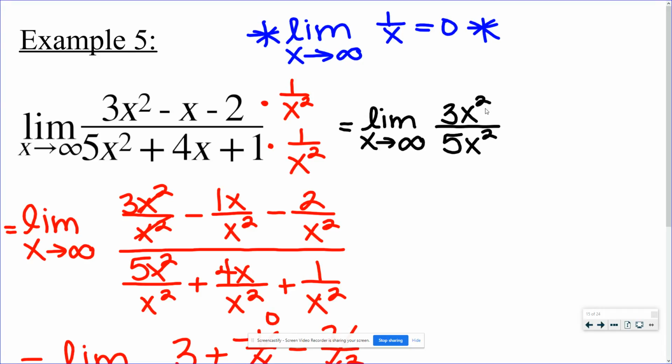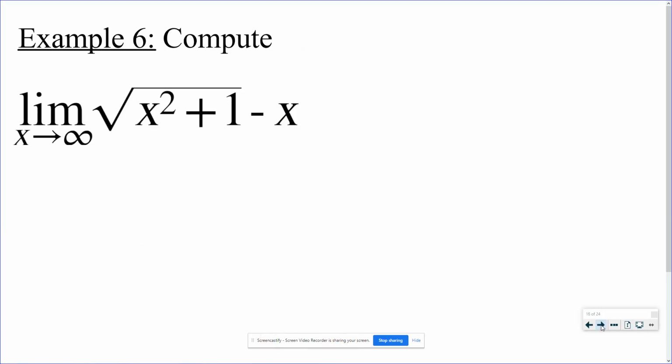Now, I can do a factor and cancel situation with these two terms because they're both the most powerful terms on their respective side of the fraction. So let's go ahead and cancel what they have in common. And now we're left with just 3/5, which is the same answer we got doing it this long, crazy way. Okay.